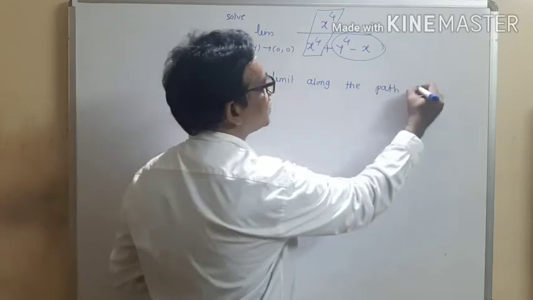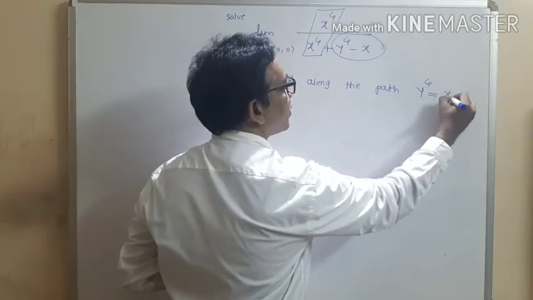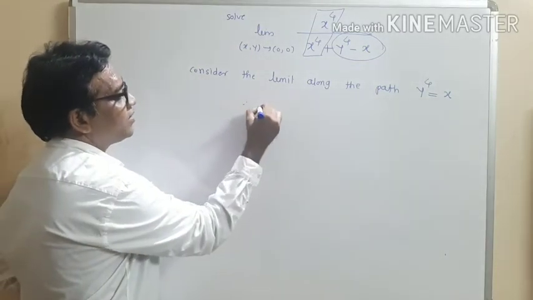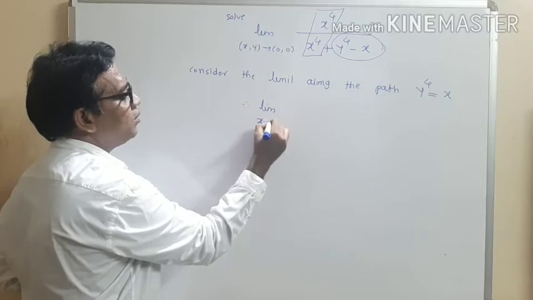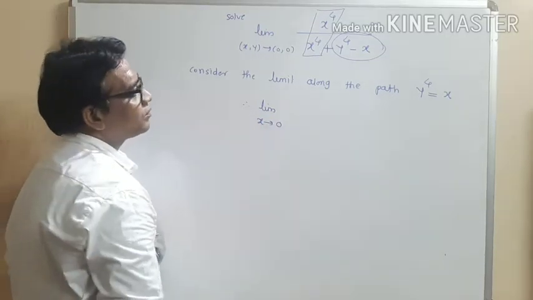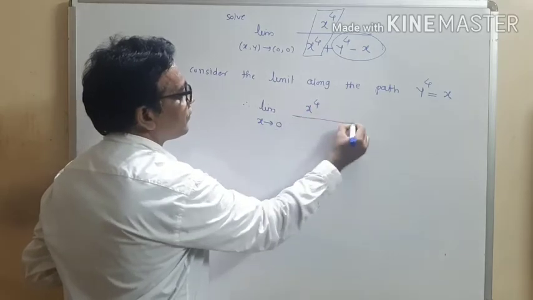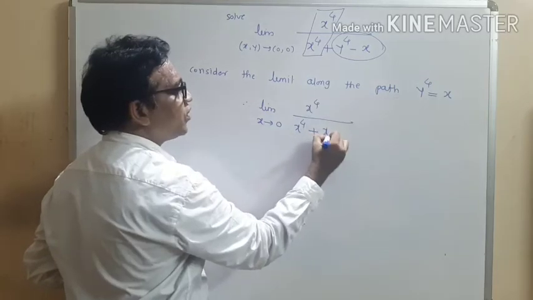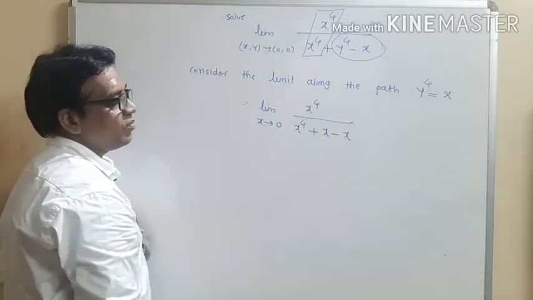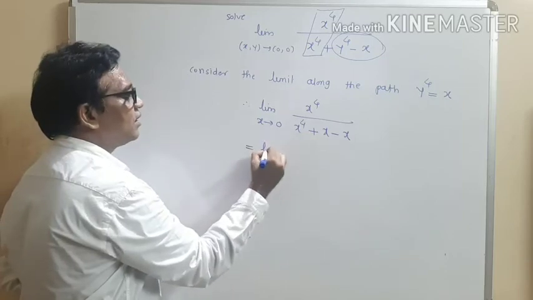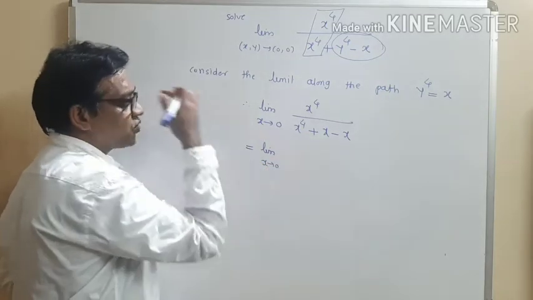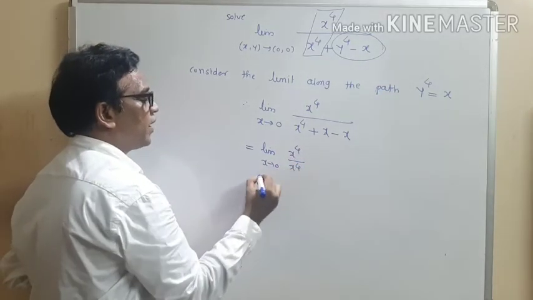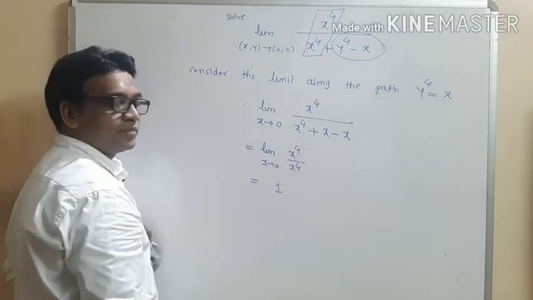So write down, consider the limit along the path y raised to 4 is equal to x. Put y raised to 4 equal to x in the given function. So this is limit x tends to 0, x raised to 4 upon x raised to 4, putting y raised to 4 equal to x, minus x. So x gets cancelled. What is the remaining term? x raised to 4 divided by x raised to 4, which is 1.